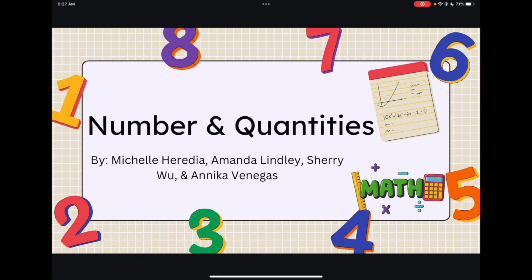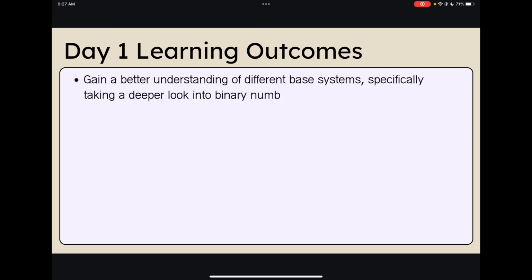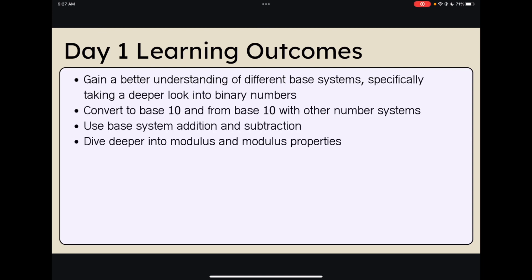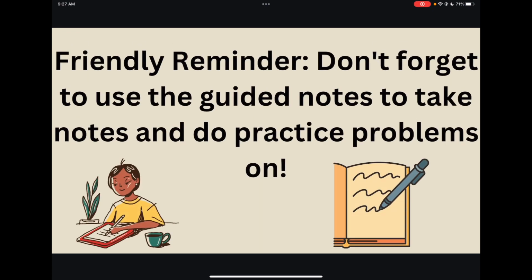All right, welcome to the number and quantities group video. Our first slide just showed our learning outcomes so students know what to expect as we continue throughout the lesson. We provided guided notes, so this was just a reminder to take out a pen and follow along.